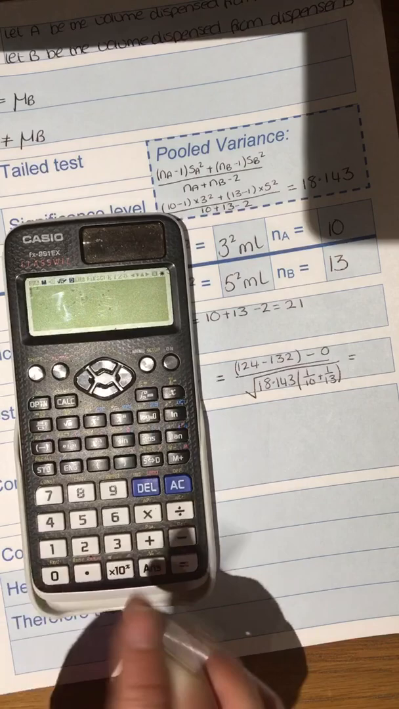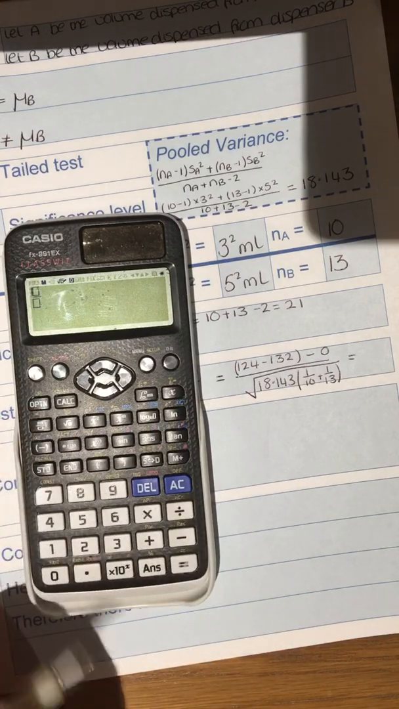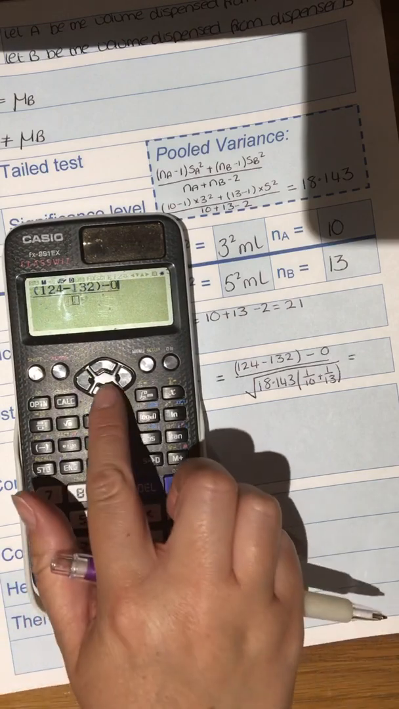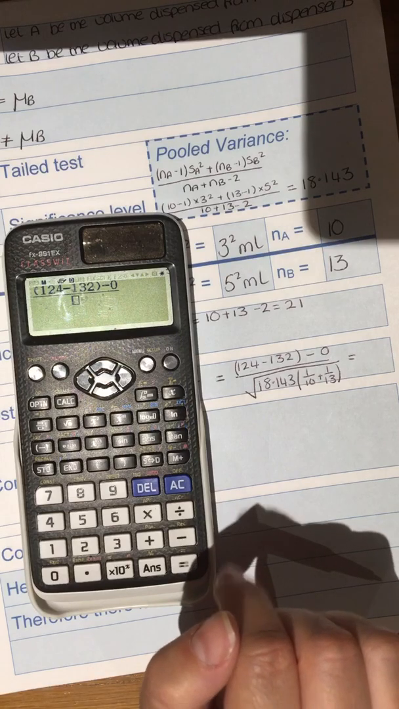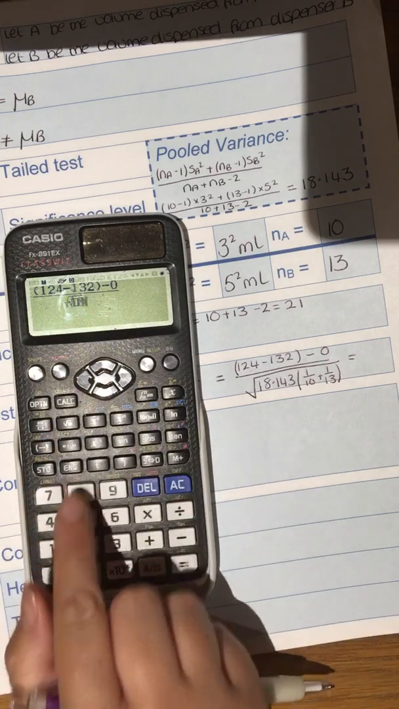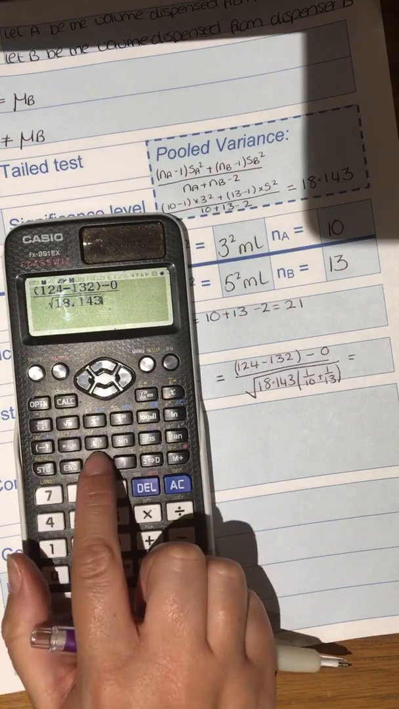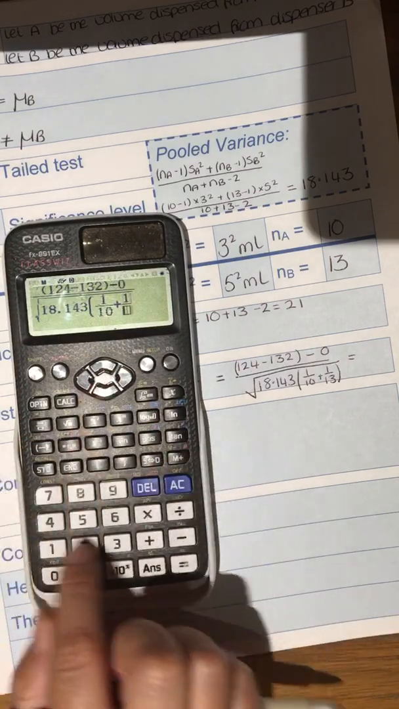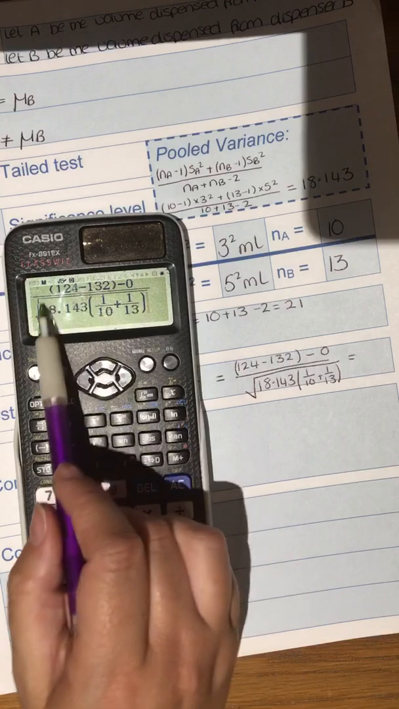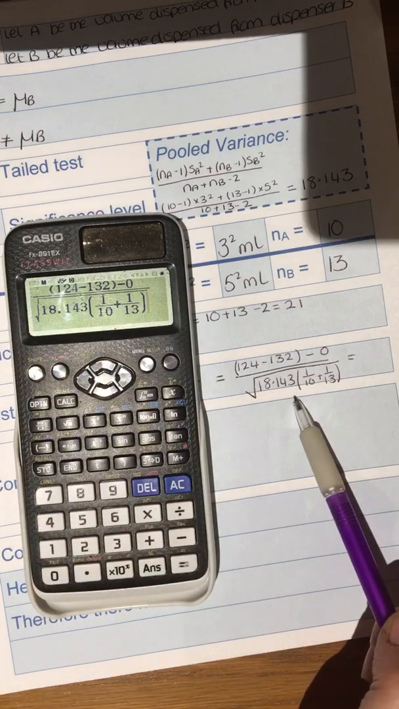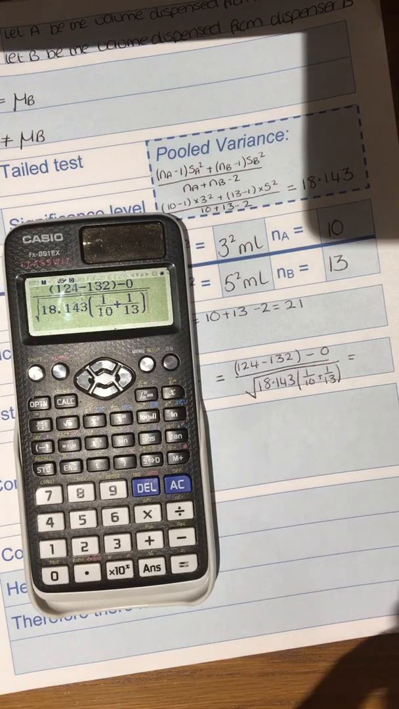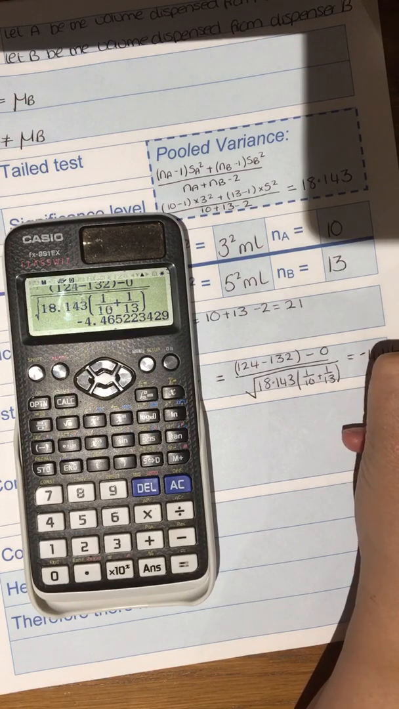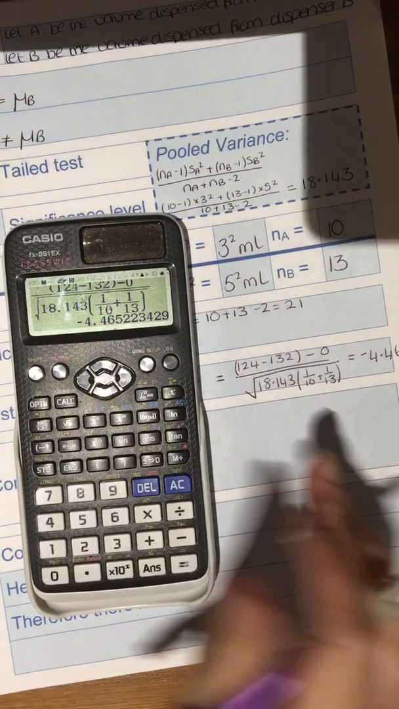On your calculator, start with the fraction button and type in your numerator 124 minus 132, and I'm going to add the 0 for good measure. Then on the bottom, start with your square root, then 18.143 bracket fraction 1 over 10 plus fraction 1 over 13 bracket. This bit on my calculator now looks exactly like this does on my sheet. That gives me a value of minus 4.465, and that is my test statistic.